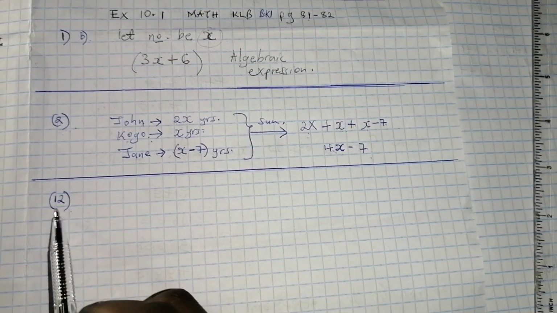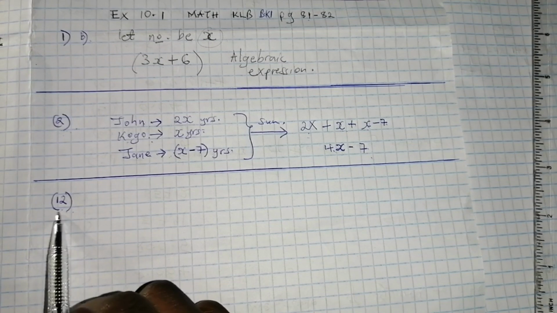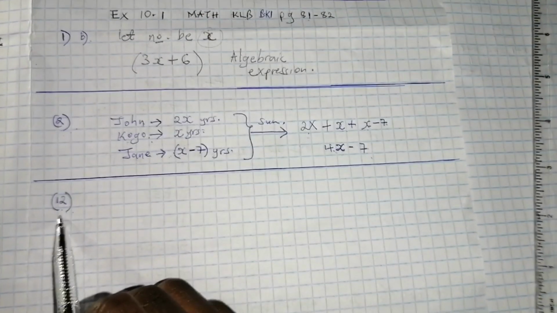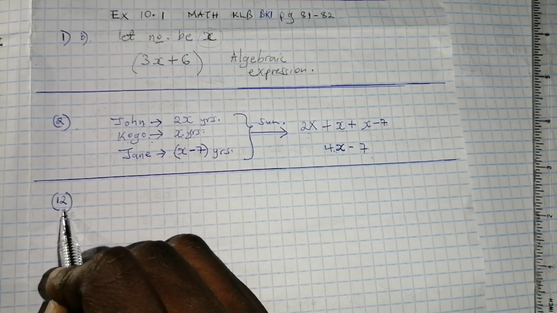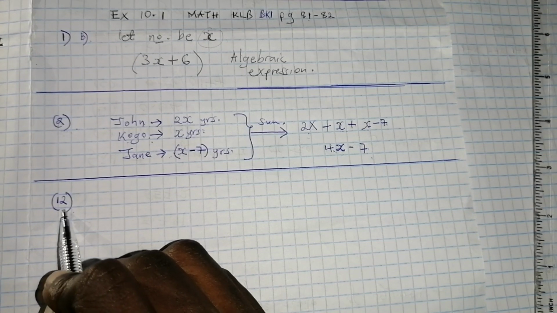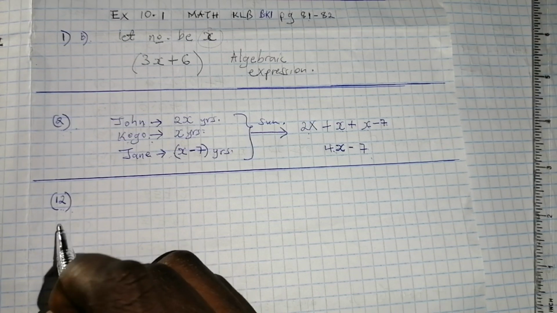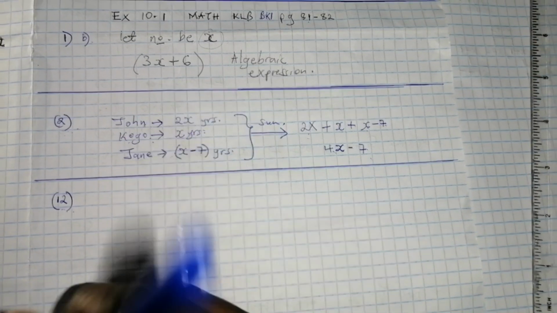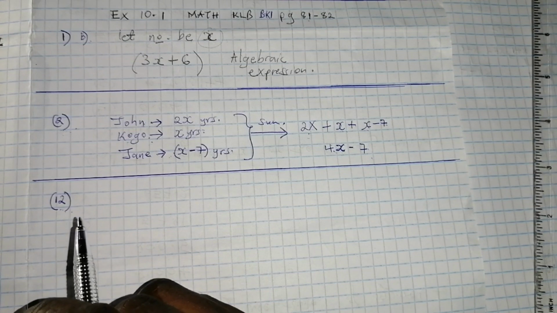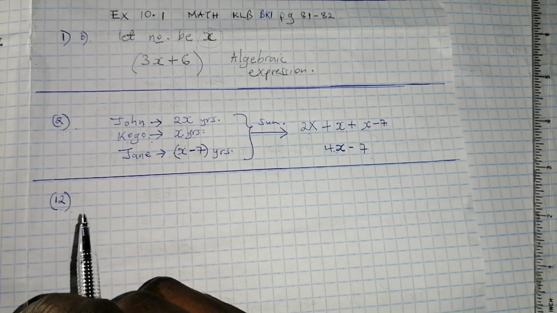The last question I'm going to handle will be question number 12 of exercise 10.1, KLB Book 1. That is on page 82. The question reads: a man whose stride is 3 over 4 meters long walks all the way around a rectangular plot measuring A meters by B meters. Find the expression for the total number of strides.